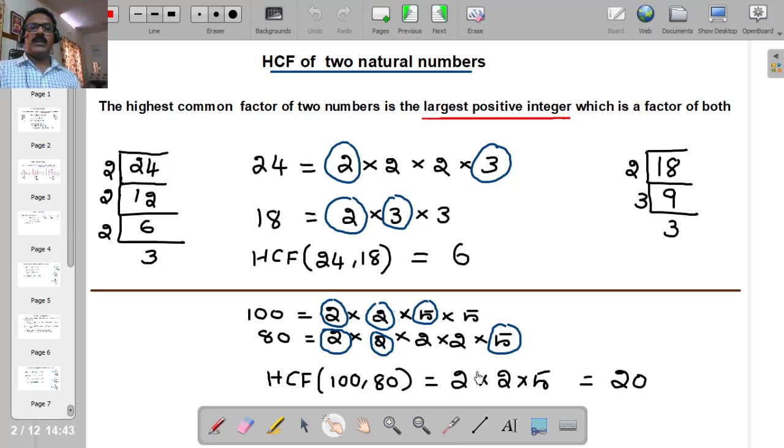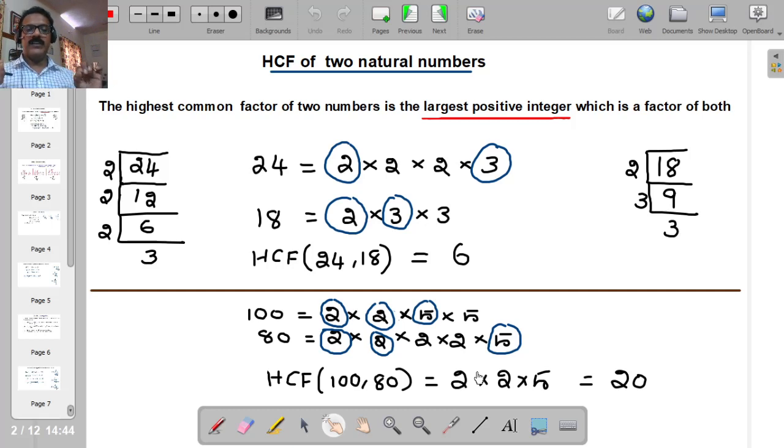HCF of two natural numbers. HCF means highest common factor. The highest common factor of two numbers is the largest positive integer which is a factor of both. That means if a and b are two positive integers, then the HCF of a and b is defined as the largest positive integer which divides both a and b.